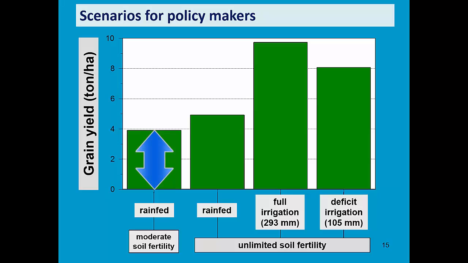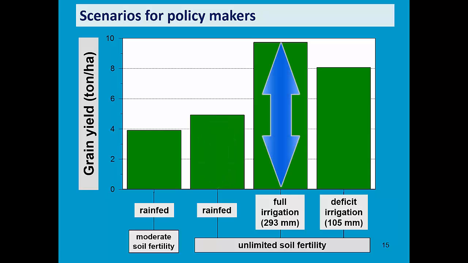Under the actual rain-fed conditions and with the moderate soil fertility in farmers' fields, AquaCrop can calculate the grain yield which can be achieved. Subsequently, we can calculate what will be the production if soil fertility is non-limited, or what will be the production in the presence of irrigation.